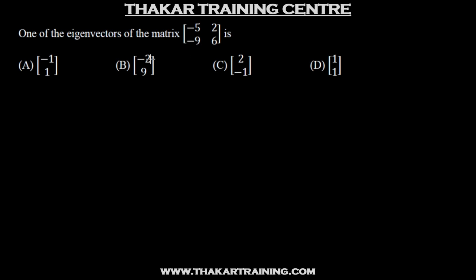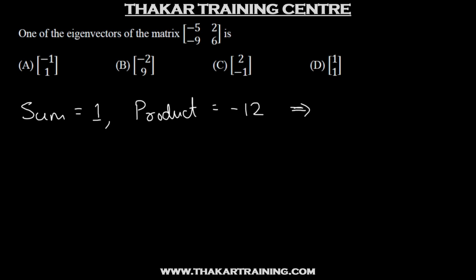So how do we find out the eigenvalues? Let's try to use the properties. What will be the sum of the eigenvalues? In this case it is going to be 1. And what will be the product? Product of eigenvalues is going to be minus 30 plus 18, that is minus 12. So sum 1 and product minus 12.